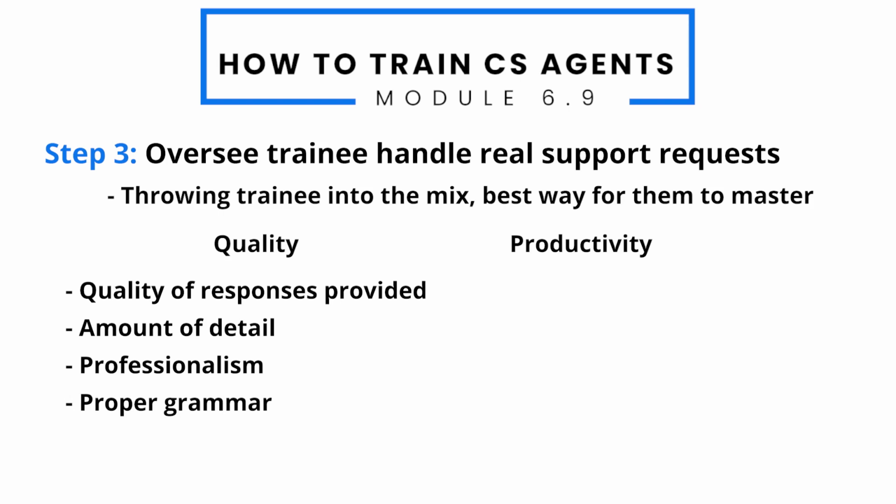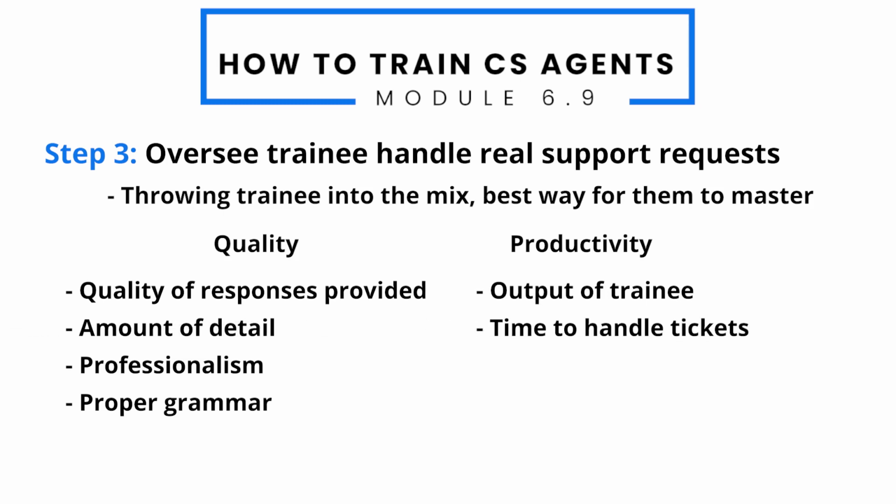On the other hand, productivity refers to the output of the trainee. Some ways to help determine their output might be the following. Are they taking an acceptable amount of time to handle tickets, or are things moving too slowly? How long are they taking to respond to customers once a request is sent in? Ultimately, your trainee should be in good shape in regards to both factors to ensure an optimal customer experience.